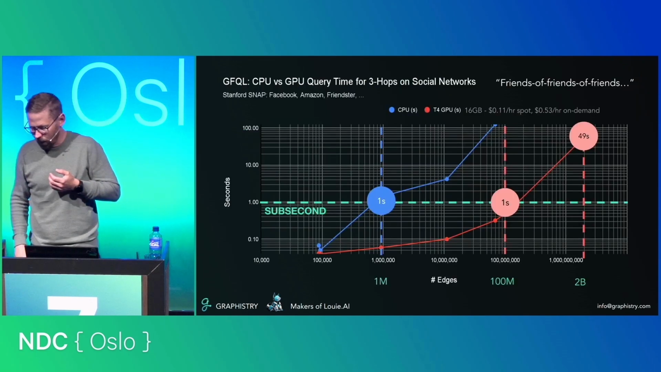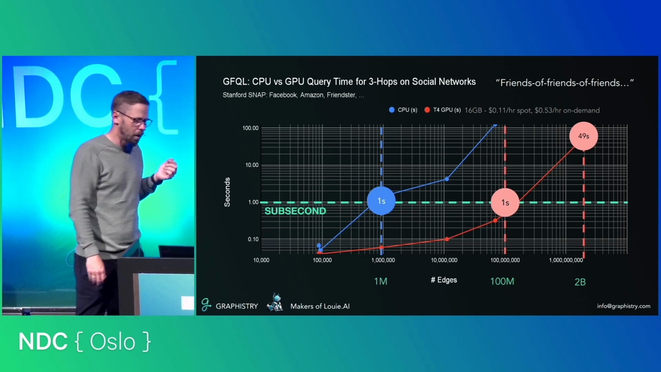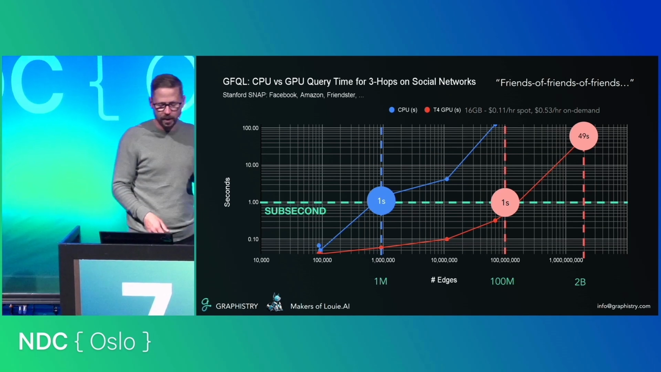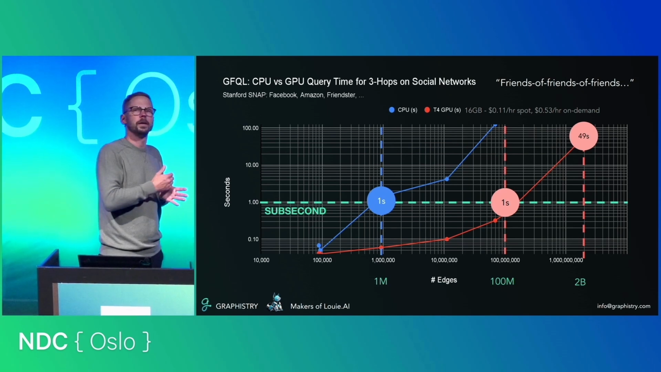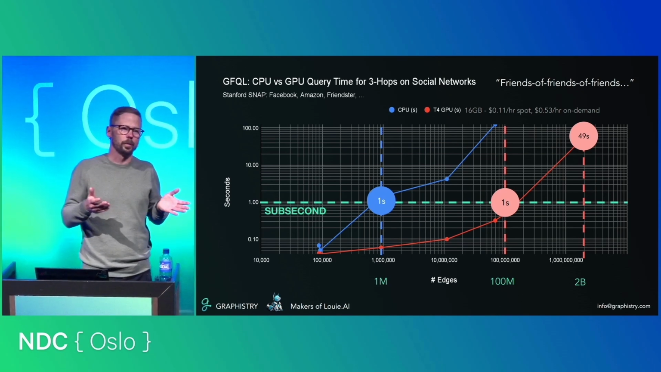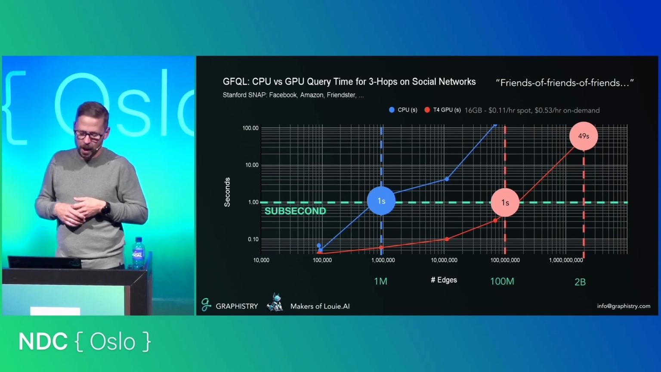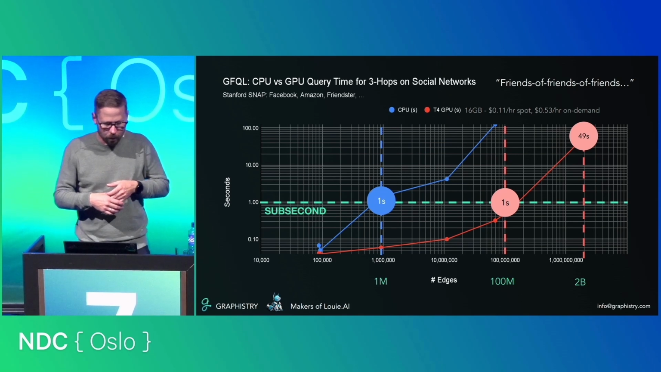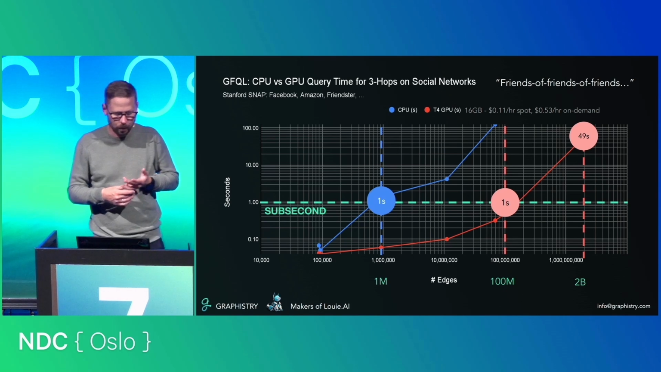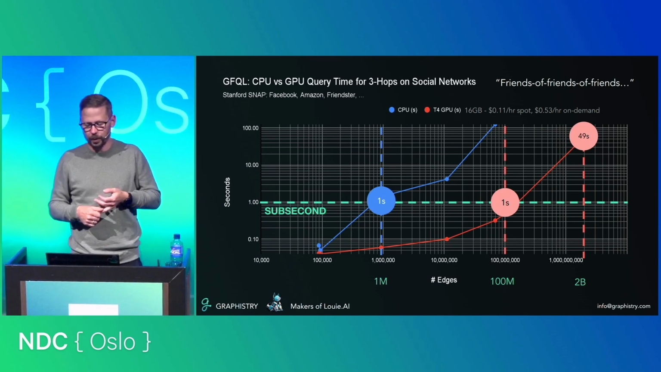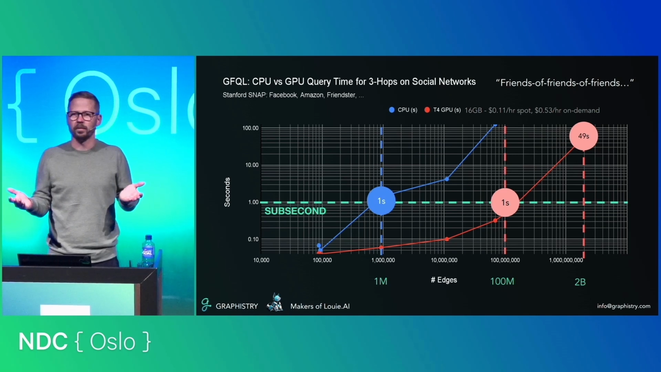So this image shows basically benchmarking for a CPU versus a GPU and the query time for a data set of a social network. Who knows who, who is friends with that person, or who are friends, basically. And on the CPU, you can see at some point, if you go to 1 million edges, the query takes roughly 1 second on the CPU. So you can wait 1 second for your query to finish.